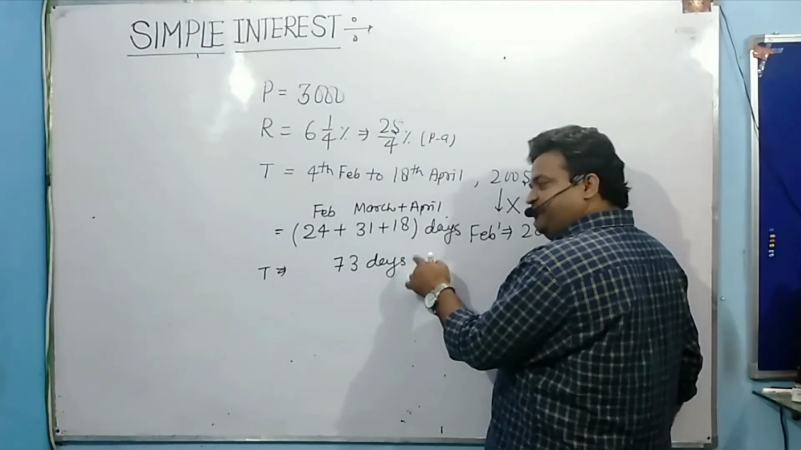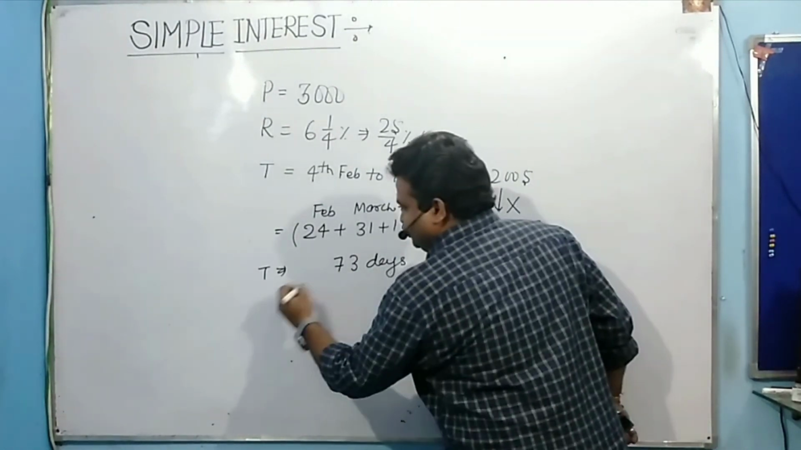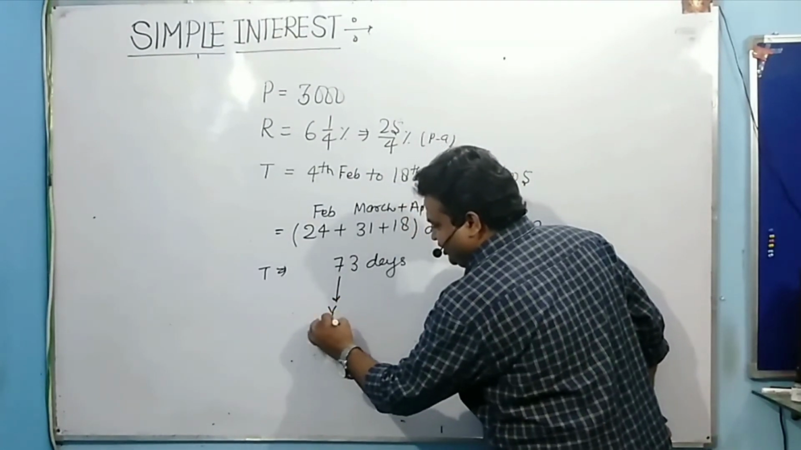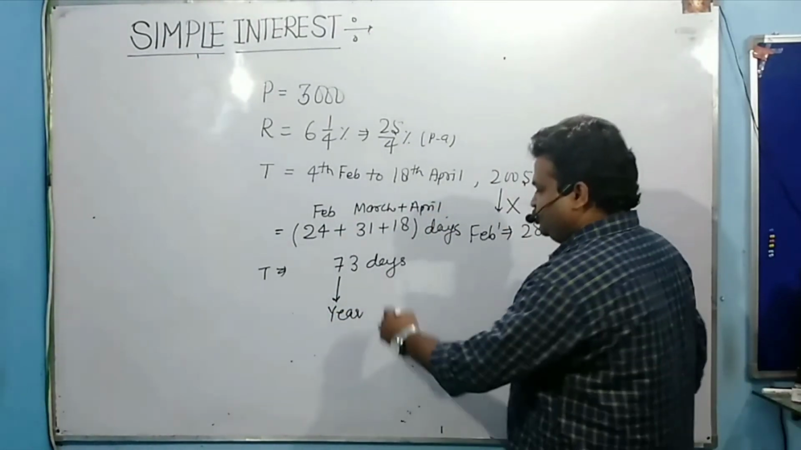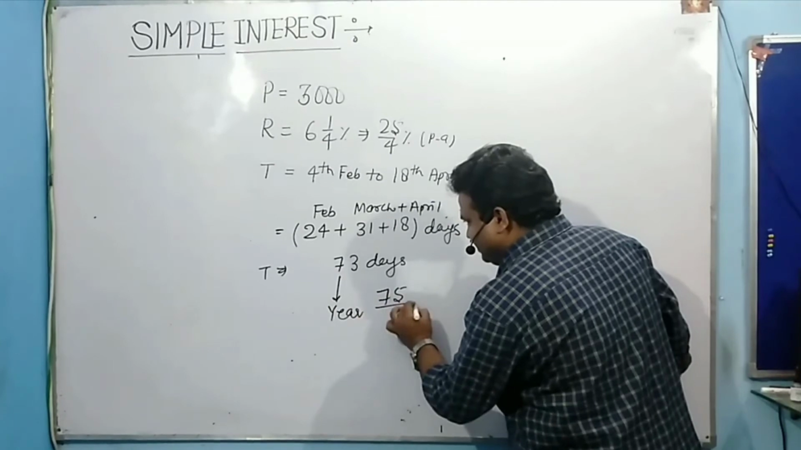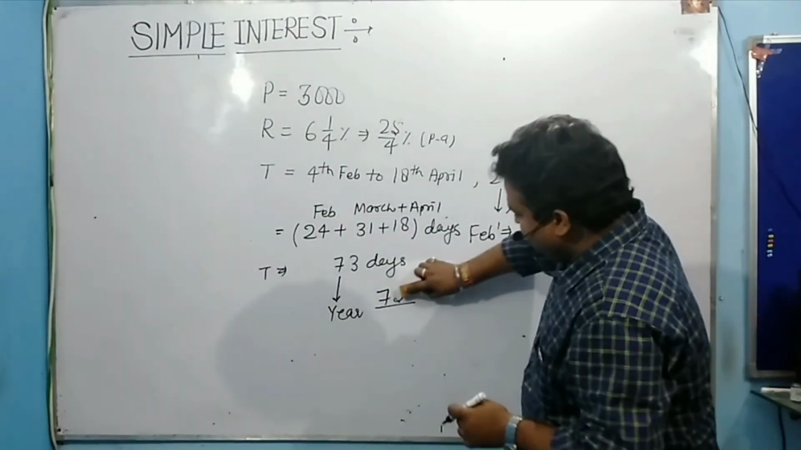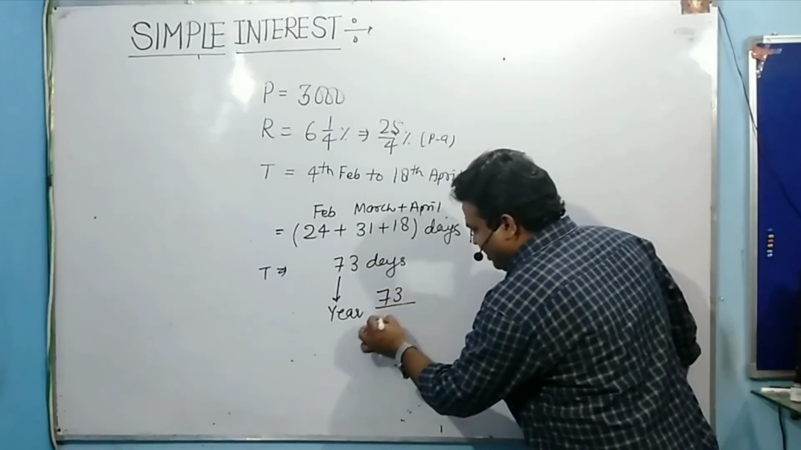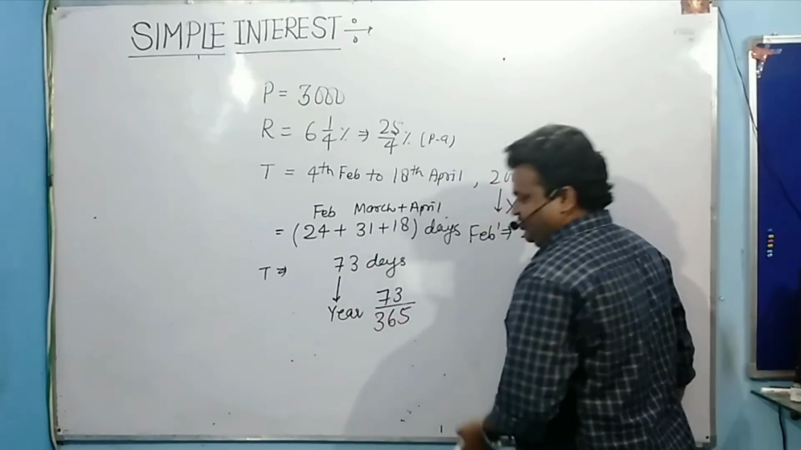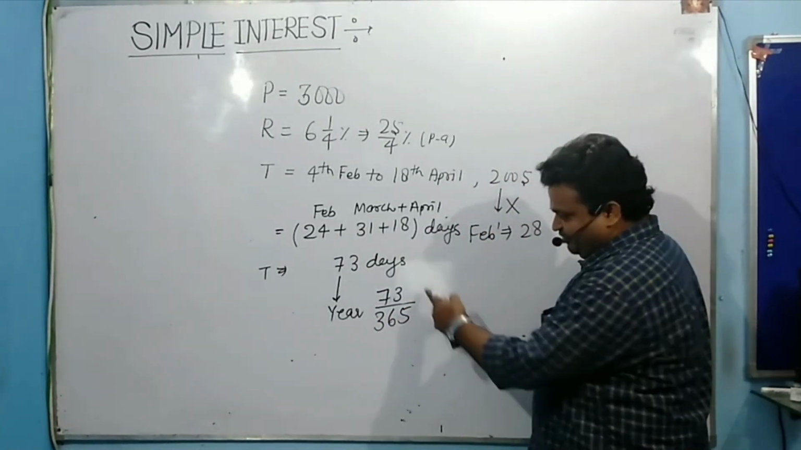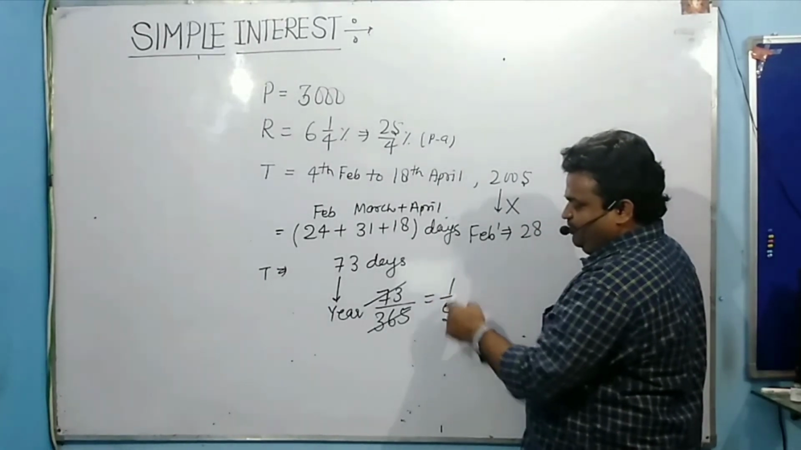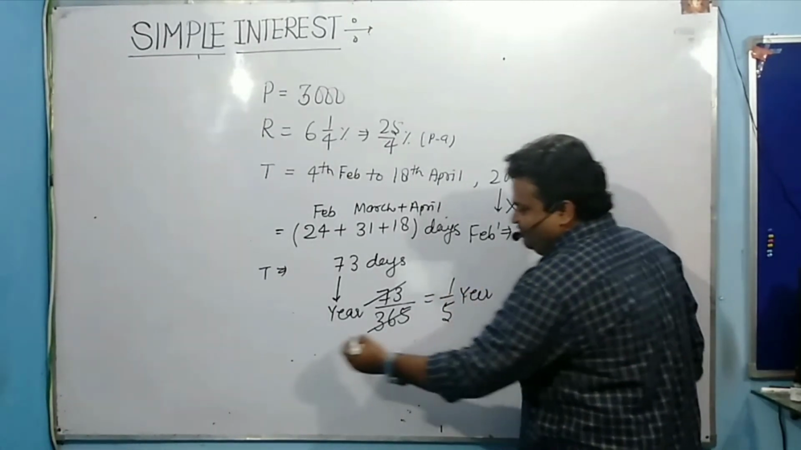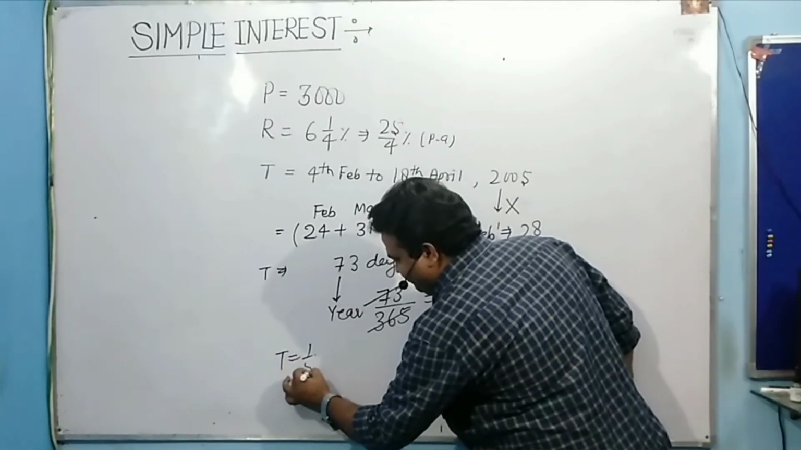So how do you convert? Whenever the day value is given to you, the number of days is converted into years. I know in 1 year there are 365 days, so you just divide your days value, sorry, this is 73, your days value, by 365. If you look at the board, yes, it's very simple, it cuts by 5 times. Okay, so 1 by 5 year. So now your time value is how much? Time value is 1 by 5 year.